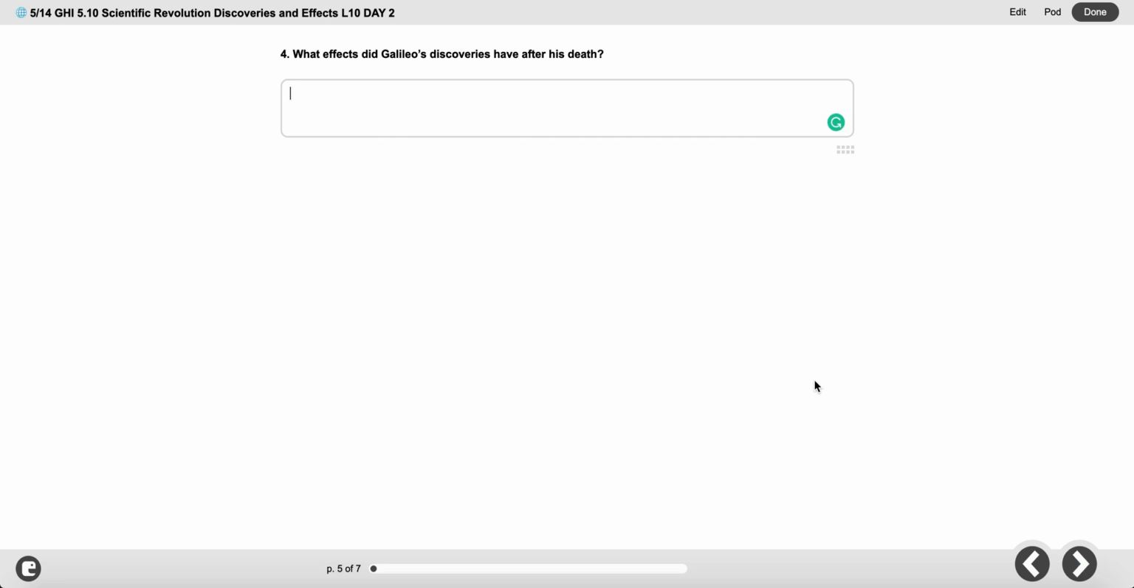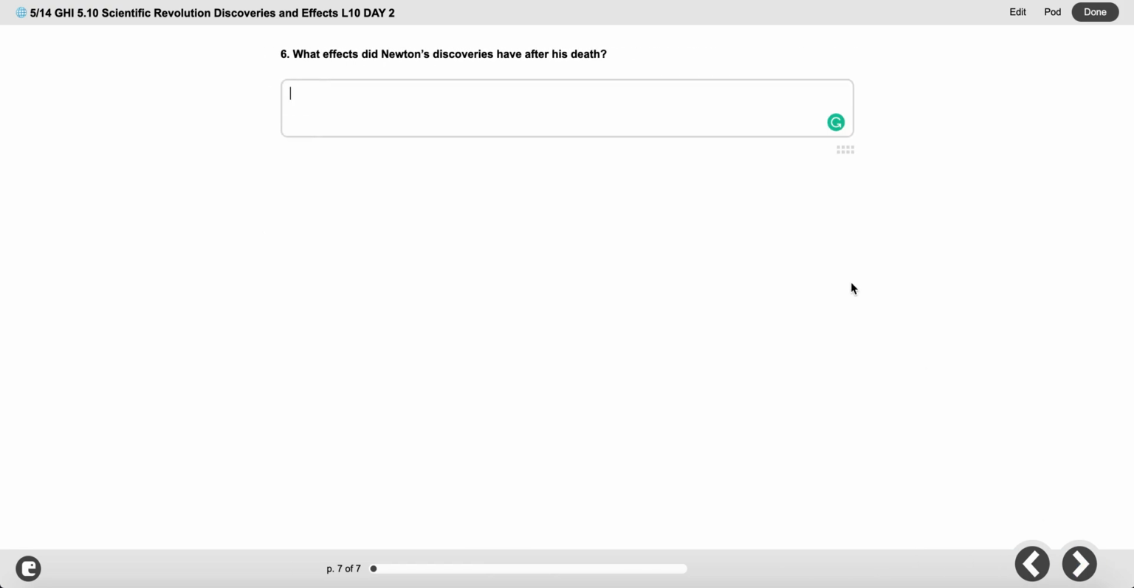Question 2, what were Galileo's views about the solar system? Question 3, how did the church respond to his views about the solar system? Question 4, what effects did Galileo's discoveries have after his death? This is 1 out of 2 short answer responses.